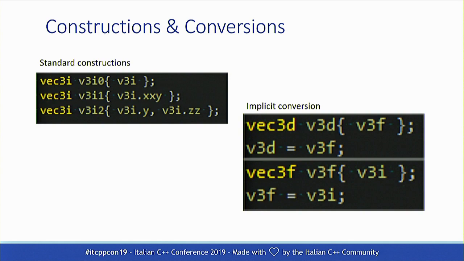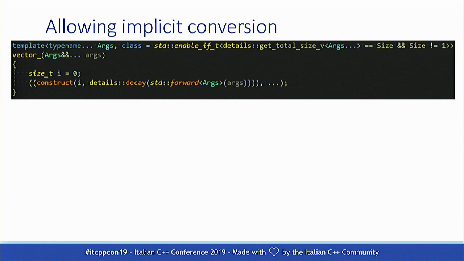And for implicit conversions, we need vector3 double to be assignable from a vector3 float and vice versa. And what we want here is to still receive the warning of narrowing conversion if it happens. So we don't want to create a constructor that hides from us the fact that we are narrowly converting something. How can we do that? We define a variadic constructor for vectors.